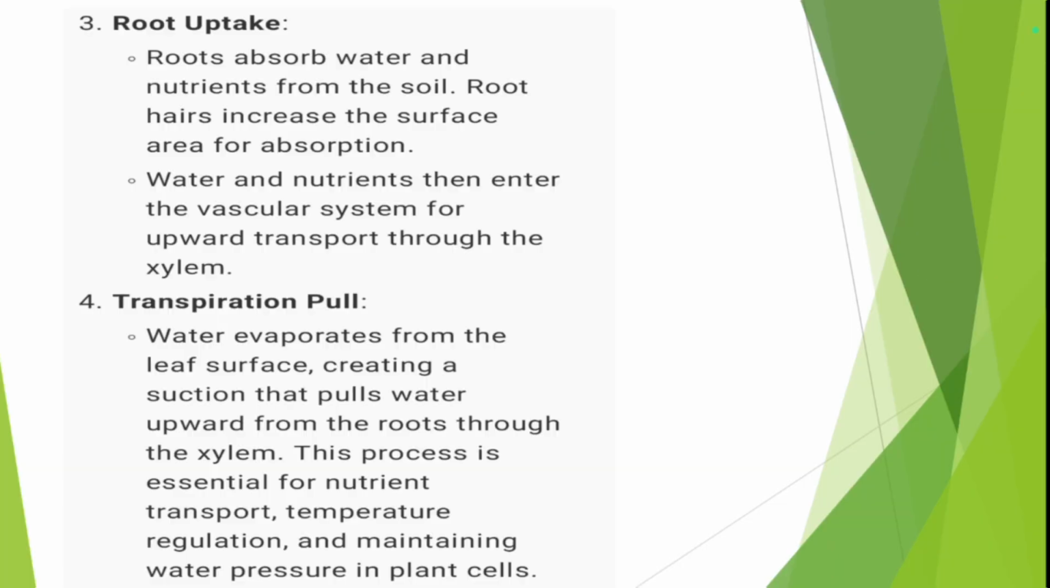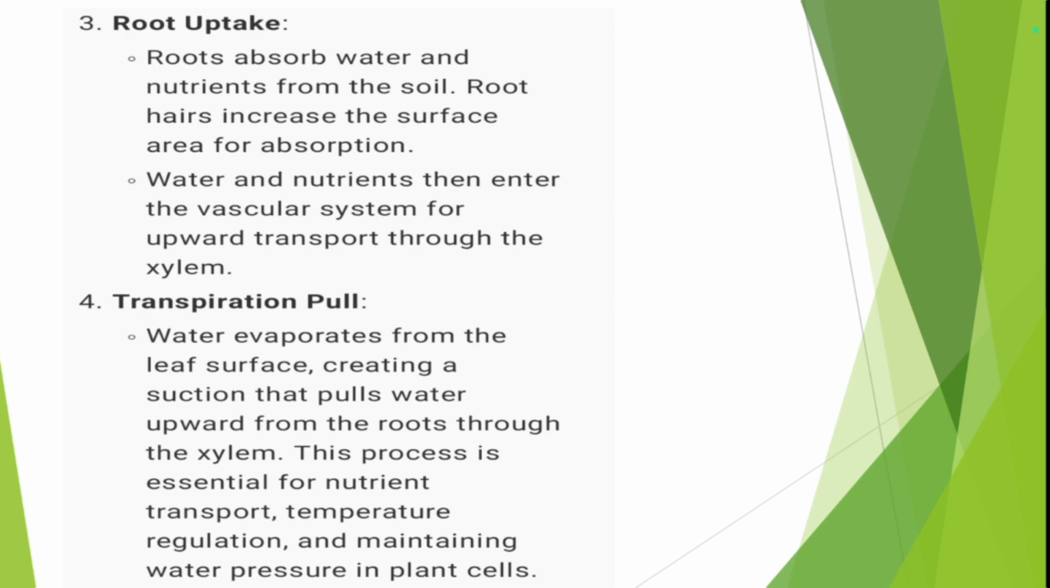Third one is the root uptake. Here, roots absorb the water and nutrients from the soil. Root hairs increase the surface area for absorption. Water and nutrients then enter the vascular system for upward transport through the xylem. Okay, this is the step just previous to what we study about the xylem.